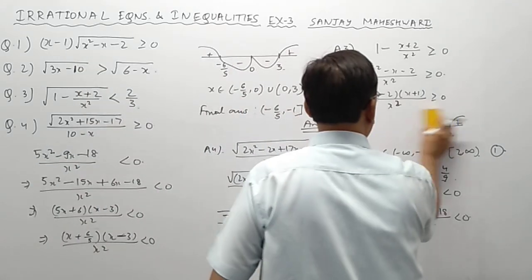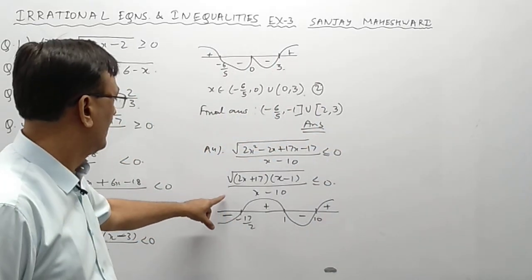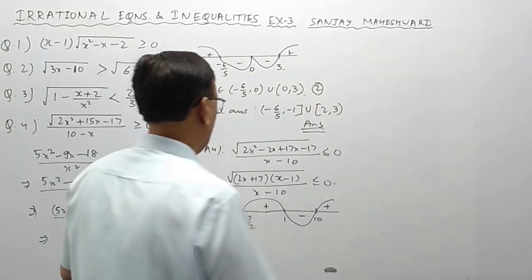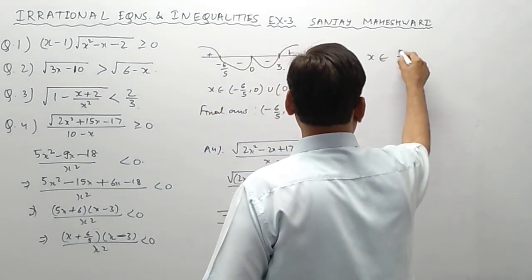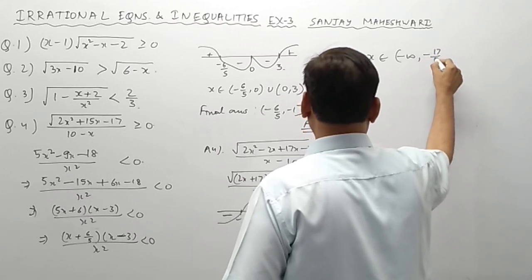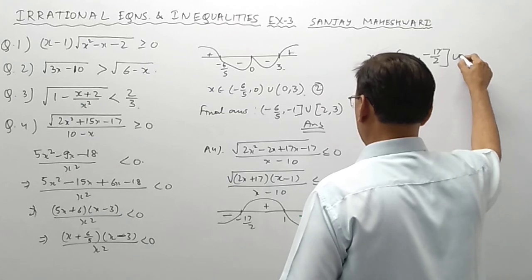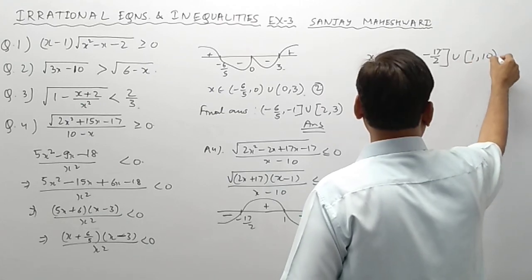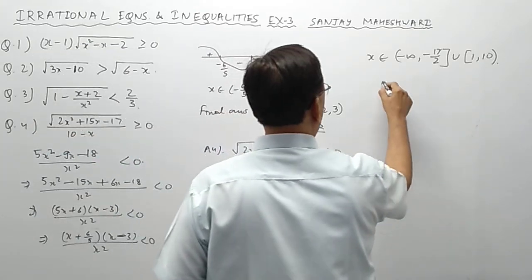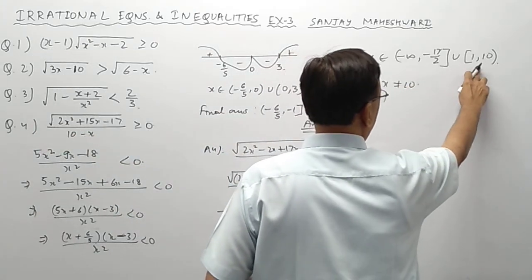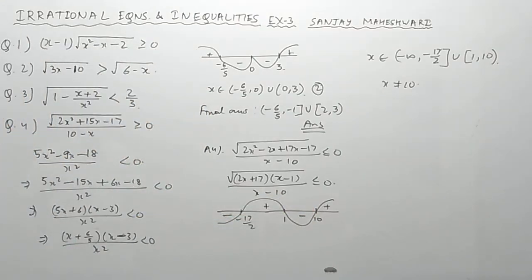So what you can see here, x belongs to minus infinity to minus 17 by 2 closed, union 1 closed to 10 open. The other thing that we need to keep in mind is that x should not be equal to 10. Here also we are seeing that x is not equal to 10 because it is in the denominator.